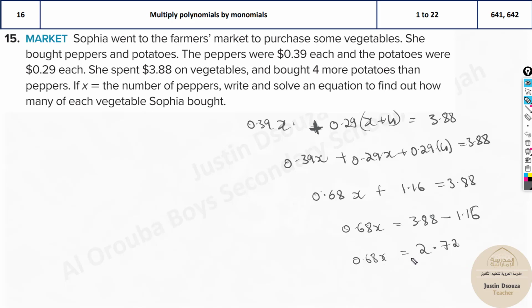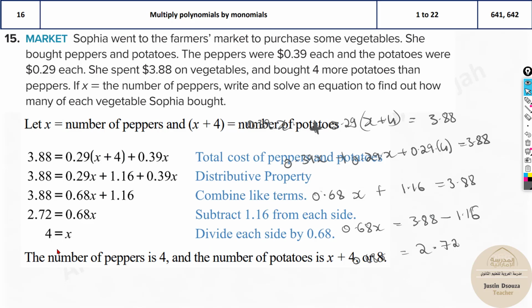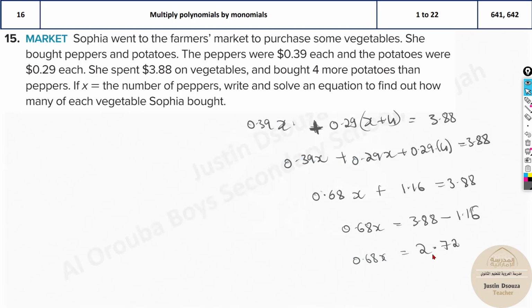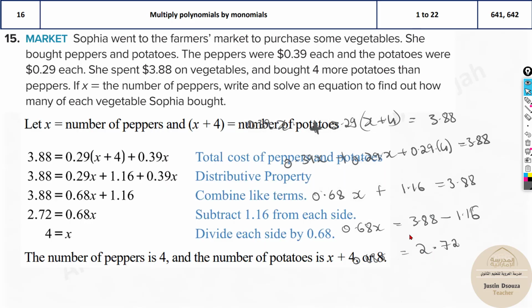It's about 4. Let's just check the answers over here. Yeah, the answer is 4. Absolutely. You can just use the calculator. 2.72 divided by 0.68. That'll be 4. Now then, okay, we found the x value.